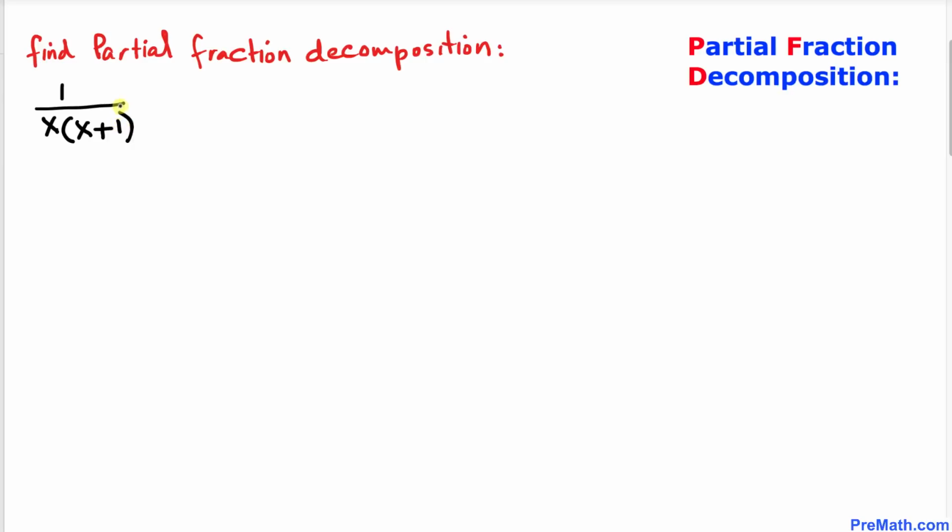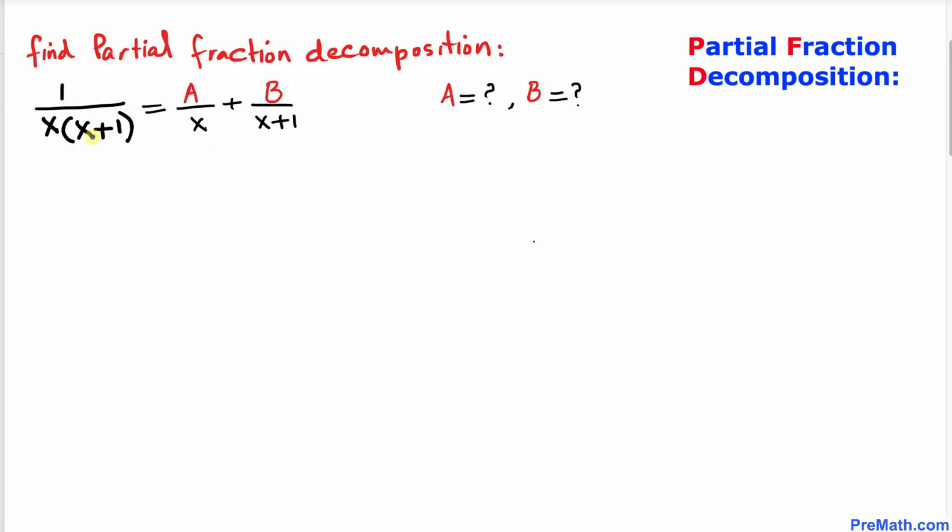And now let me go ahead and show you how to find the partial fraction decomposition of this fraction 1 over x times x plus 1. Since we are dealing with two linear factors in the denominator, we can write this as equal to a over this first factor x, plus b over this second factor x plus 1. And now we are going to find the a and b values.